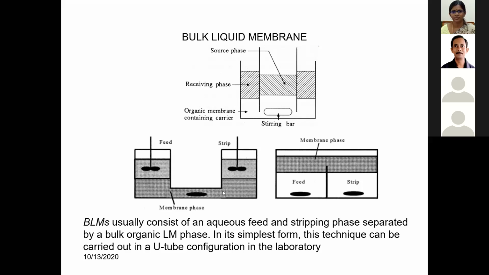This arrangement you can also see as a U-tube arrangement. It is like a compartment arrangement. In the bottom of the U-tube, between the 2 legs, you have a membrane, and in the legs, one side is the feed and the other side is the strip phase. This way you can separate the compound from the feed into the membrane, and again into the strip phase. That is the working of the bulk liquid membrane.